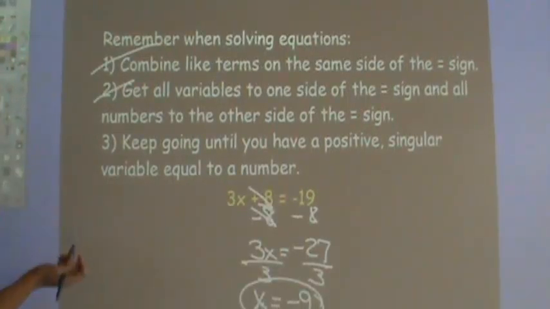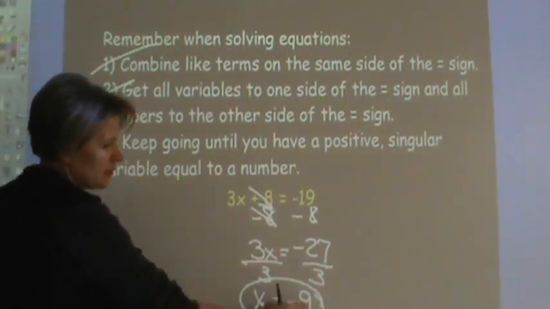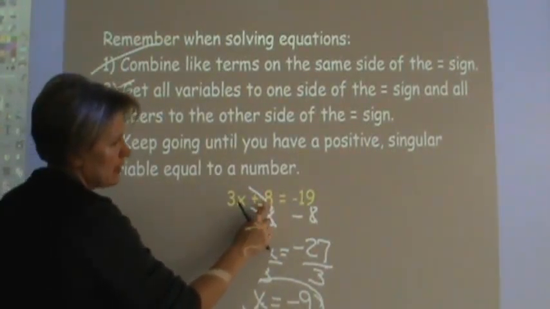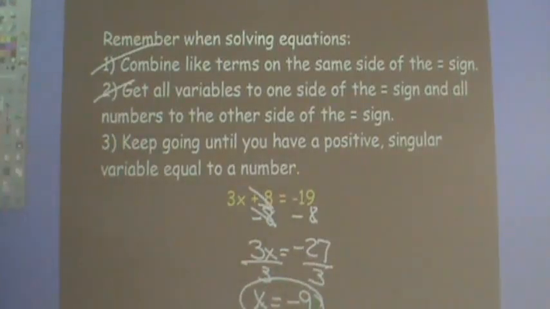Okay, you can also check your answers on these. So if x equals negative 9, you'd say, well, 3 times negative 9 is negative 27, plus my 8 gets me my negative 19, so I know I'm right.